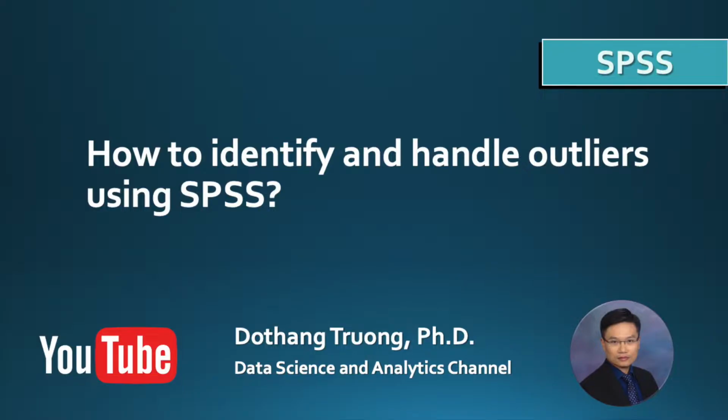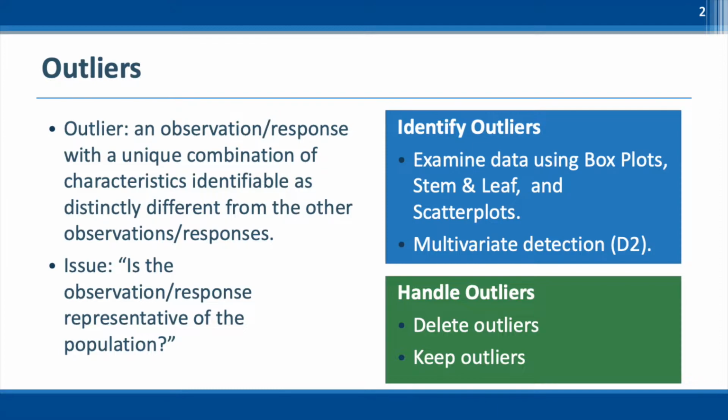Hi everyone, in this video we will discuss outliers and how to detect outliers using SPSS. Hair defines outliers as observations with a unique combination of characteristics identifiable as distinctly different from other observations. Basically, outliers are extreme values from others. Outliers could be beneficial or problematic.